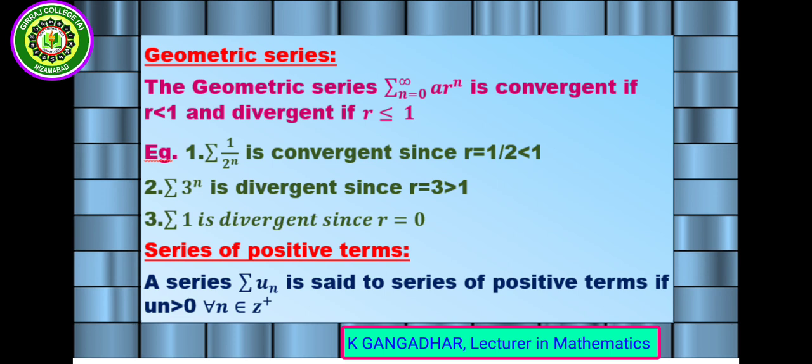Now, series of positive terms. The definition: if all terms in the series are positive, then the series is called a series of positive terms. A series sigma un is said to be a series of positive terms if un is greater than 0 for all n belonging to Z plus.